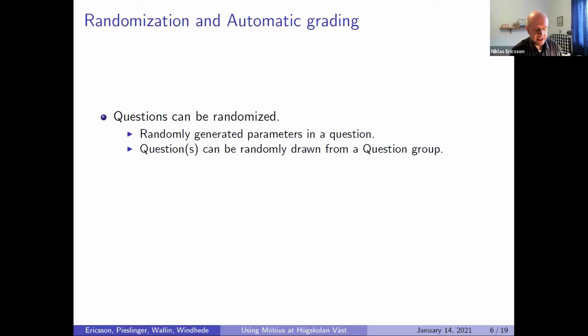The first thing is that questions can be randomized. In a single question, we can generate random parameters, which means that the question will, even if it is the same kind of question, be different each time. So a student can do it many times and practice and get new questions all the time. It is also possible to build a question group, which is just a collection of 2 or more questions, and then you can draw randomly from that group 1 or more questions. So that is another possibility that I find very good for randomization.